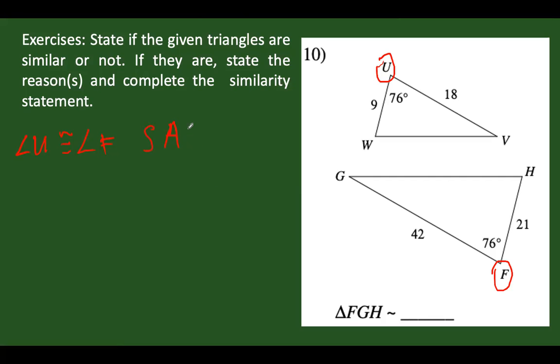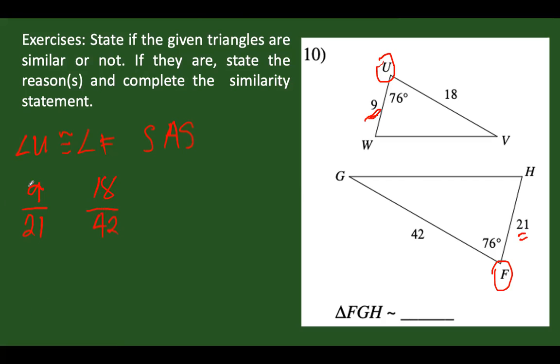Therefore, we are going to use the SAS. And let's check if the two sides are proportional. Now here, this 9 is shorter than 18, so therefore we need to look for a shorter side as well. So that's 21. So let's make use of ratio. 9 over 21. And the other one is 18 over 42.